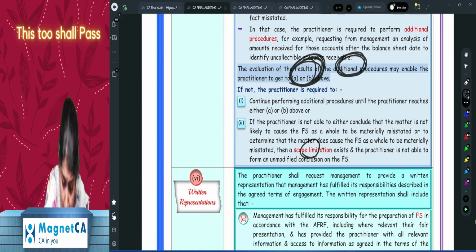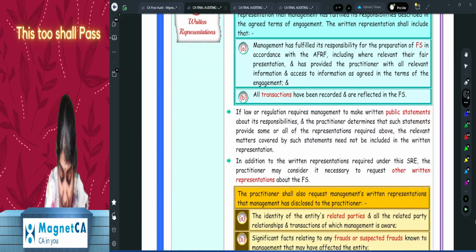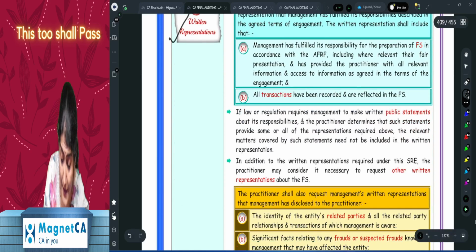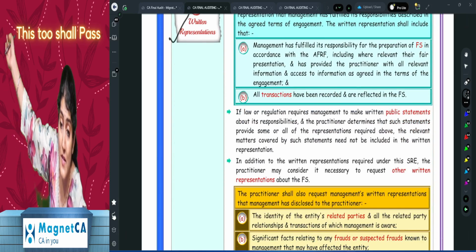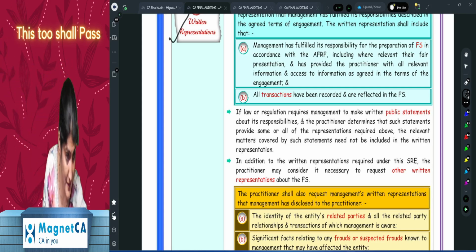Even in case of a review, is the practitioner required to take a written representation from the management? Yes, and that is where the question comes in the exam. Contents of written representation in case of review engagement.